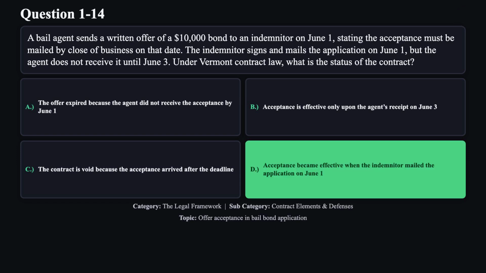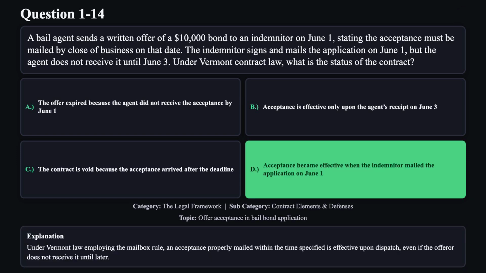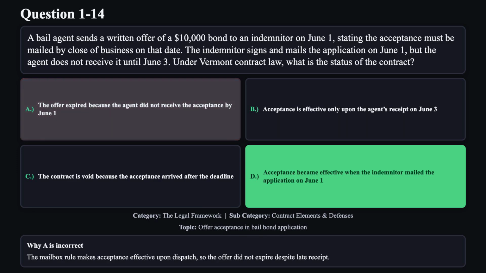The correct answer is D. Under Vermont law employing the mailbox rule, an acceptance properly mailed within the time specified is effective upon dispatch, even if the offeror does not receive it until later. Reason A is not correct. The mailbox rule makes acceptance effective upon dispatch, so the offer did not expire despite late receipt.